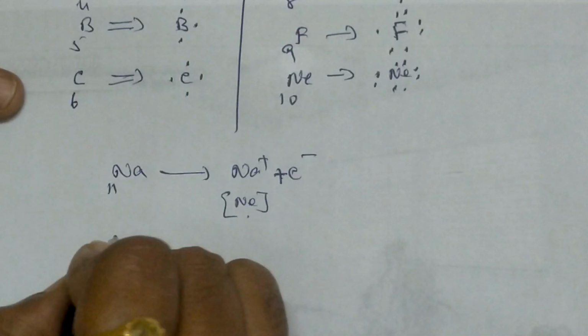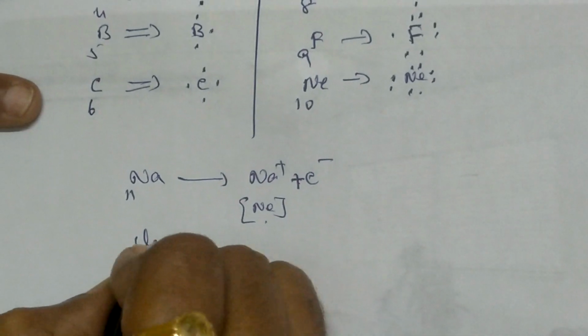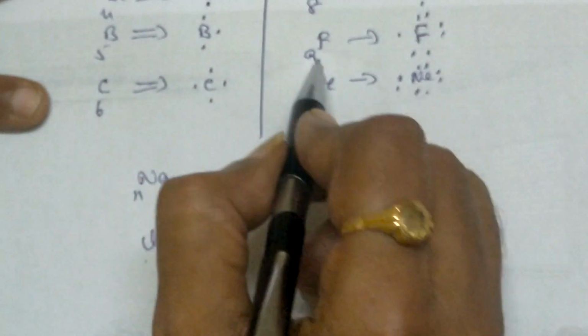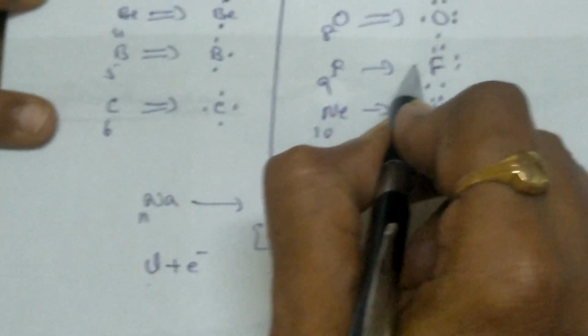How, we have already seen. Now take chlorine, plus an electron. Fluorine and chlorine are almost the same, meaning they are one electron short.